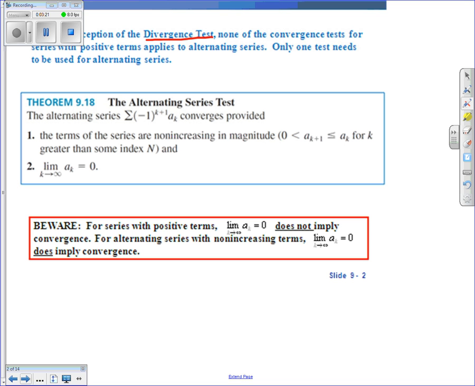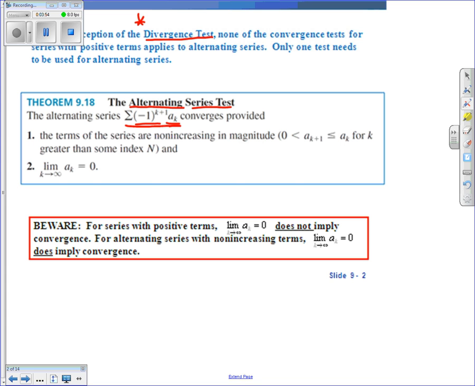So the alternating series test is what you're going to use anytime you get that alternating term, the -1 to a power, with the a sub k's. Now, you can still use the divergence test, though. So the divergence or alternating series test when they're alternating terms. Okay, so now this alternating series, -1 to the k plus 1 times a sub k. Notice here that the a sub k is separated from the -1 to the k plus 1.